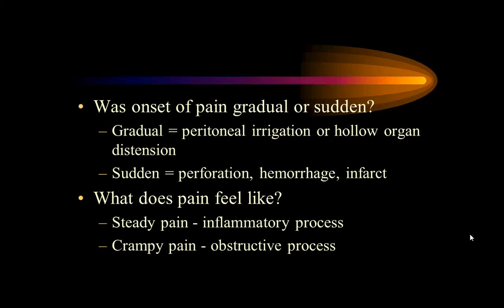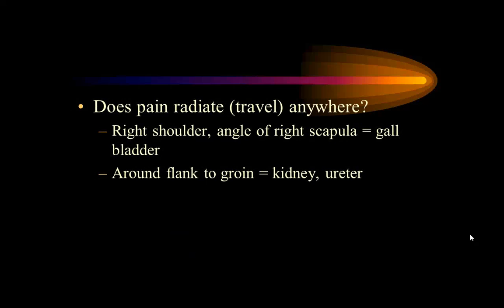Was it gradual? Was it sudden? Did you get shot? You know, do they have a perforation, anything like that? How does it feel? Is it a steady cramping, or is it steady pain? Is it crampy pain? Sharp, shooting, all that stuff. From there, does it go anywhere? All right, right shoulder again, the liver, gallbladder, and all that stuff. Flank: are they having flank pain that's going around into the testicle? That's a telltale sign with the kidneys, the ureter. Do they have kidney stones or something like that?